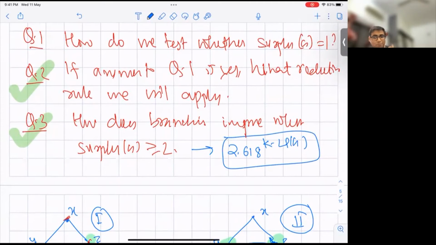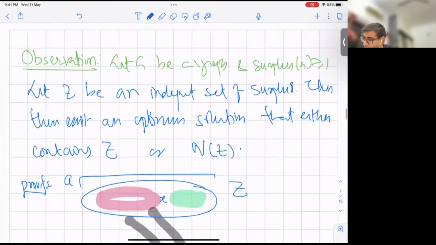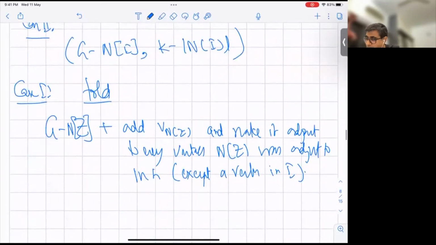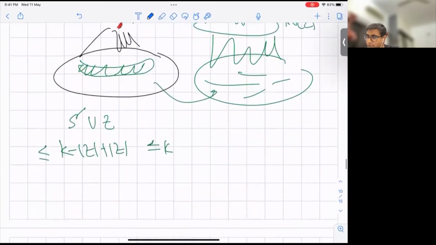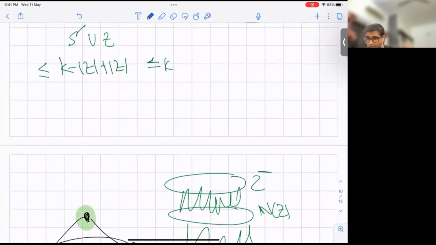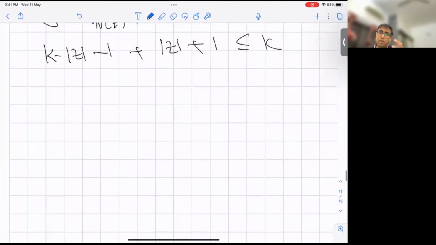But another important question is, how do we test whether the surplus of G is equal to 1? So let's spend another 20-25 minutes trying to answer that question. At least in our case, I don't remember the proof for computing the minimum surplus of a graph. That can also be computed in polytime, but I don't remember how to compute that.